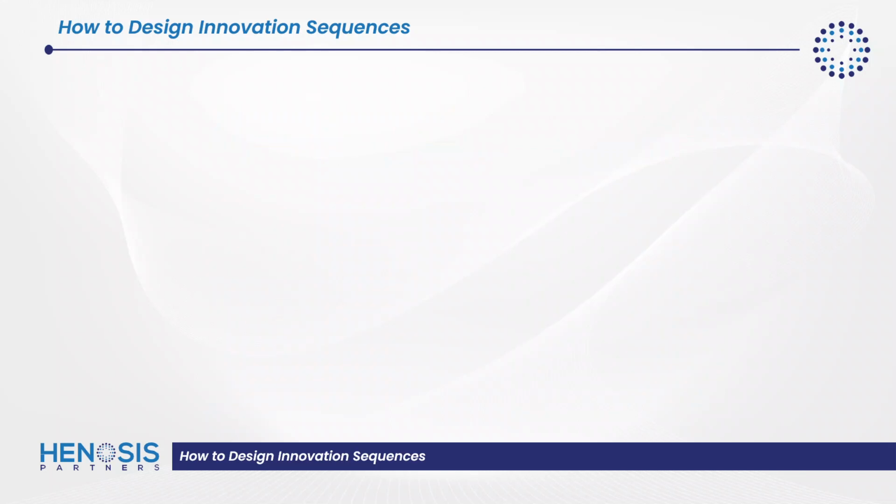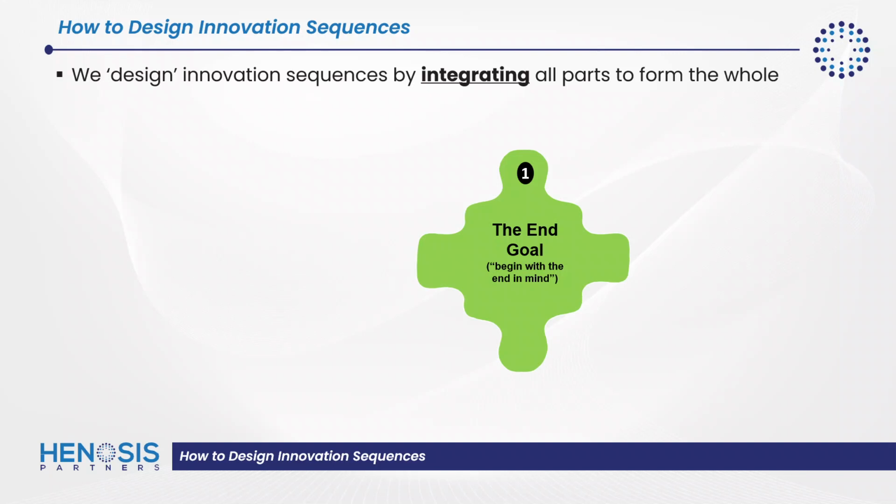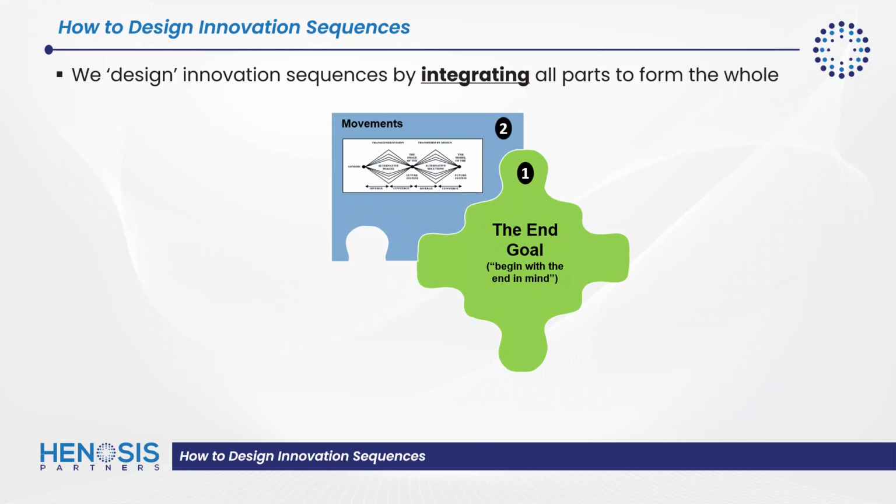All right, to bring it all together then, we design innovation sequences by integrating all parts to form a more important whole. And we begin with the end in mind. What is our end goal? What is our preferred direction of travel? From there, we consider the different movements that comprise our design, such as diverge movements, converge movements, and emerge movements in between. We consider the diagnostic, dialogic, and experiential tools that we can leverage to help us design our innovation sequence.